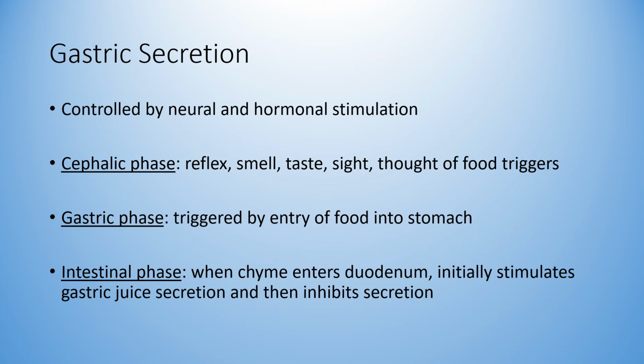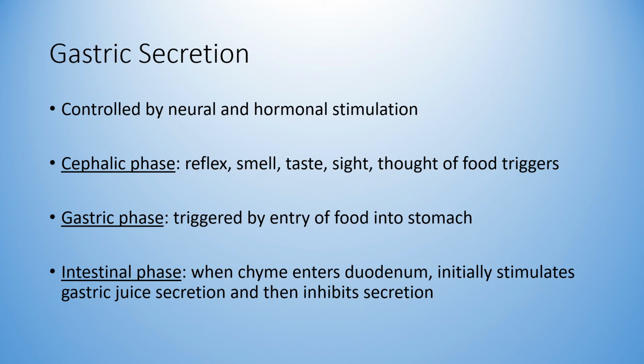So the secretion of the different gastric juices is once again going to be controlled by both nerve and hormonal stimulations. The cephalic phase is where it's a reflex. You smell, you taste, you see the food, even the thought of food starts to trigger the release of some of these gastric juices. Now, the gastric phase is when you actually have the food entering into the stomach, and that's going to be additional secretion.